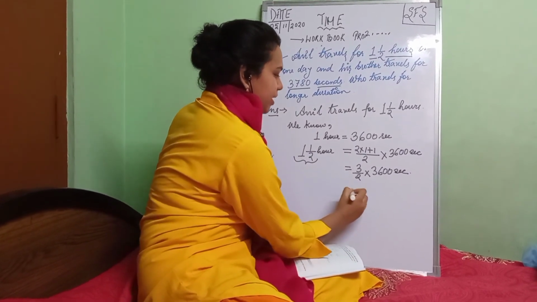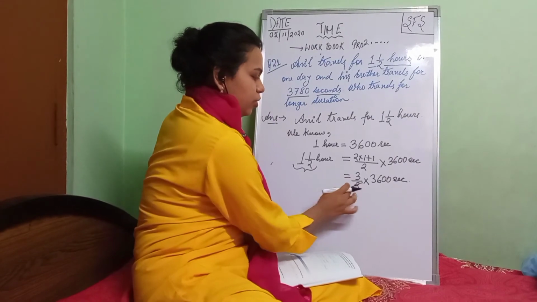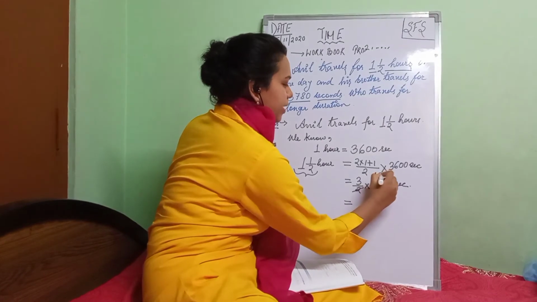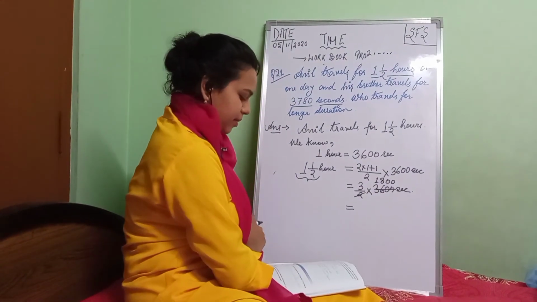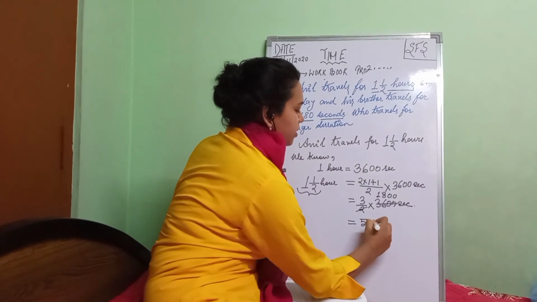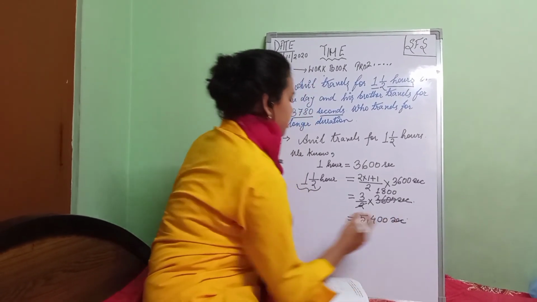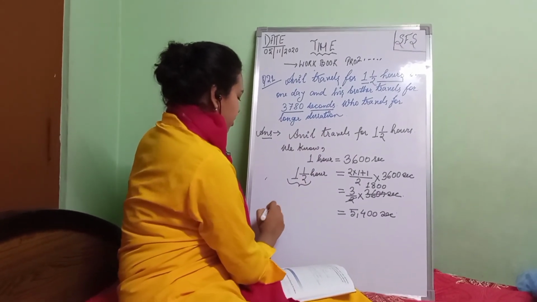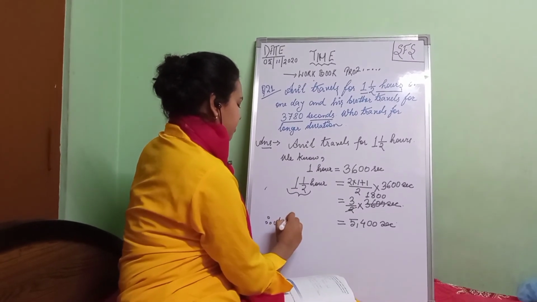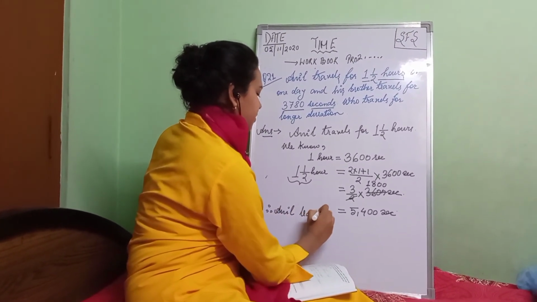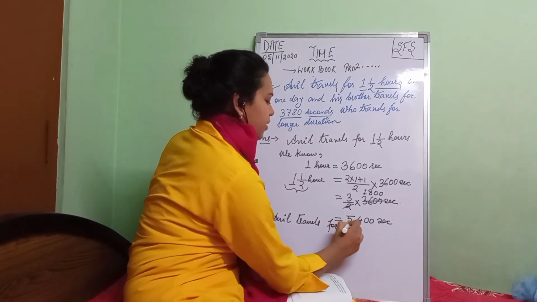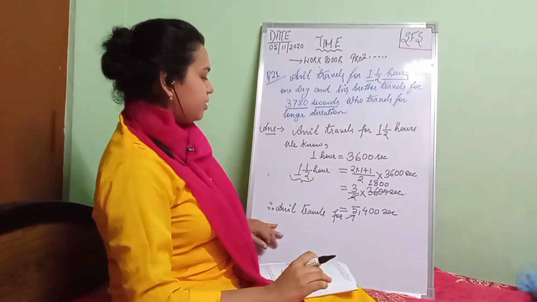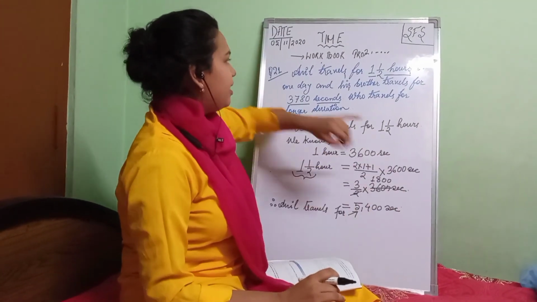So you can cancel out the 2, right? This will become 2 1s are 2, 2 8s are 16, 00 seconds. This will become 5400 seconds. So how many seconds does Anil travel for? Therefore, Anil travels for 5,400 seconds.